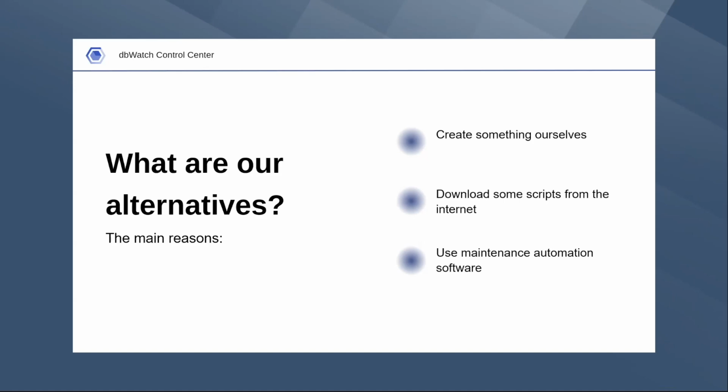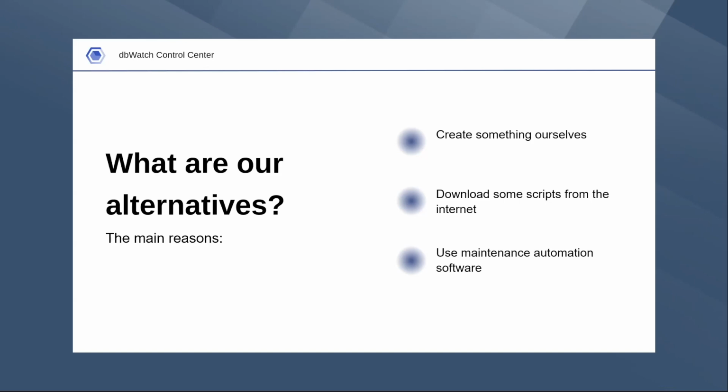Another approach is downloading a set of scripts from the internet. There are great community-maintained scripts like the Ola Hallengren maintenance solution that offers solid automation and scripts. However, these scripts are not tailored to your specific environment, and they still require manual configuration, adjustments, and ongoing maintenance. Plus, troubleshooting issues means relying on forums and personal experience rather than the dedicated support we provide here.